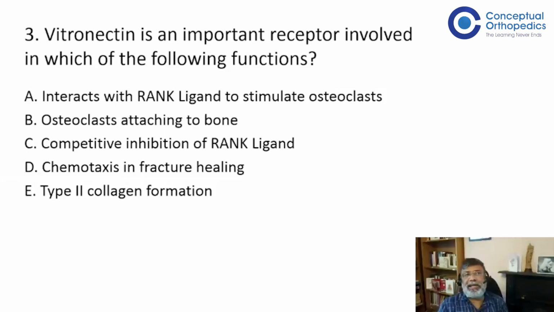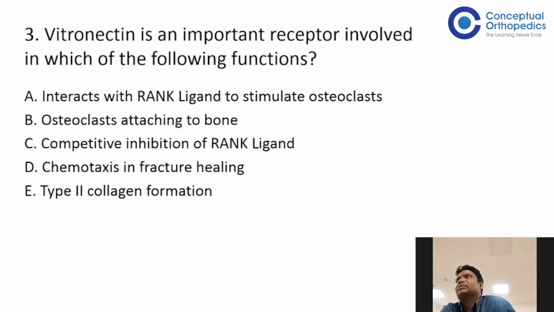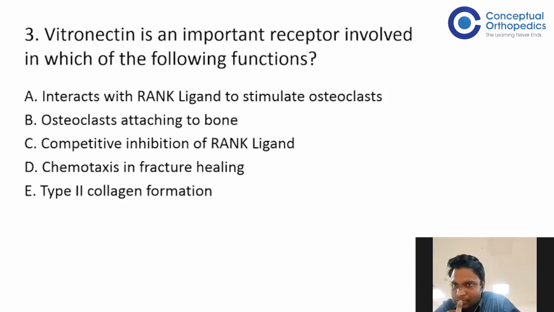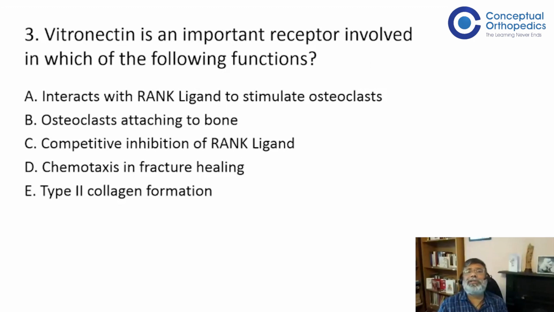But before it actually secretes that acid and those proteinases, it has to attach to the bone. How does it attach to the bone? The osteoclast attaches to the bone with the help of a part called integrin. And for that attachment, an important receptor is called vitronectin.